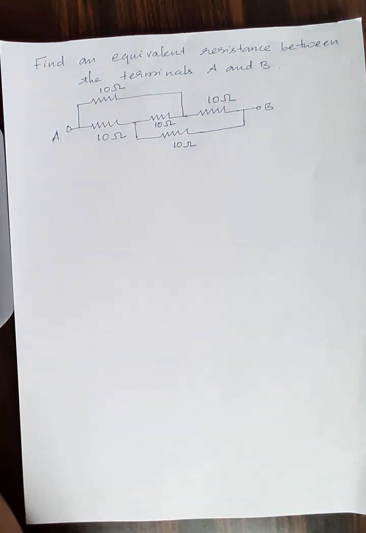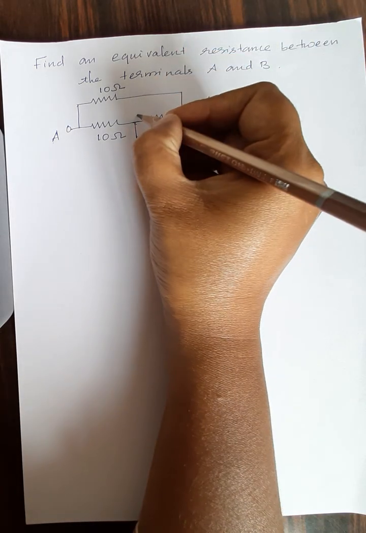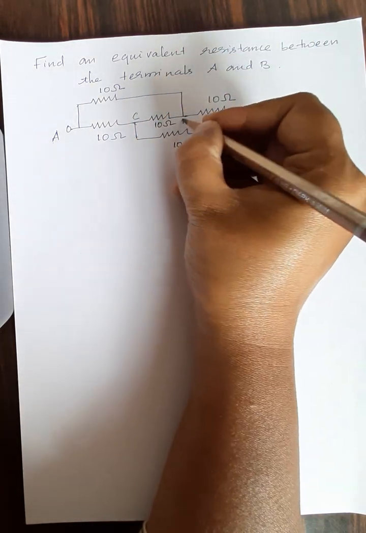If you observe the circuit, you may get confused to know which is series or which is parallel. So what you have to do now is reconstruct the network in such a way that it looks like either a delta form or a star form. So we shall consider these two intermediate points as C and D. This is C and this is D.